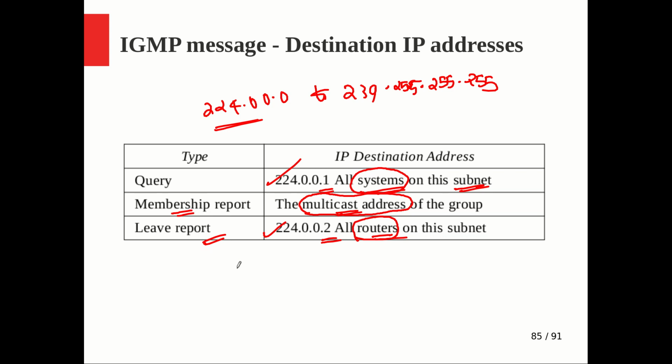We already saw the typical structure of an IGMP message. There will be a type field, right? Here it is the checksum, right? And here there is something called a response time, right? So these are all the pieces of information.